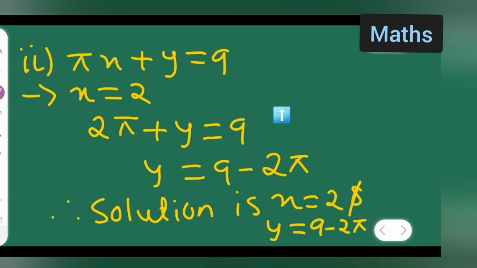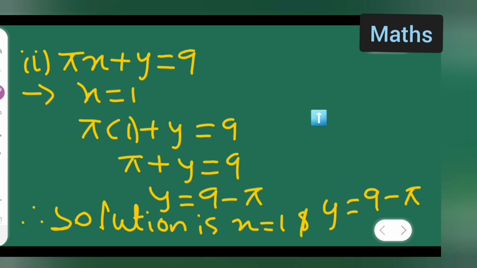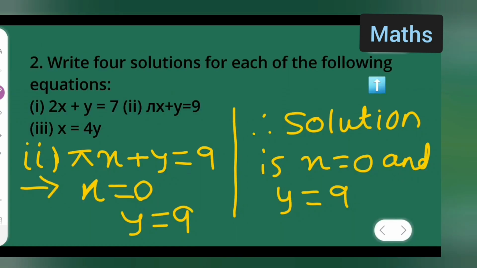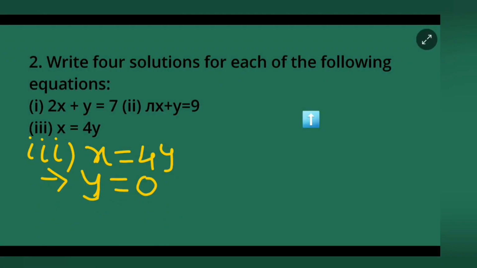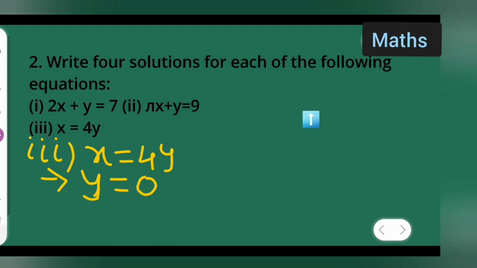So next, let us find solutions for x is equal to 4y. Let us find the 4 solutions for this x is equal to 4y. Okay, so let us start. Now we are doing the third part, x is equal to 4y.